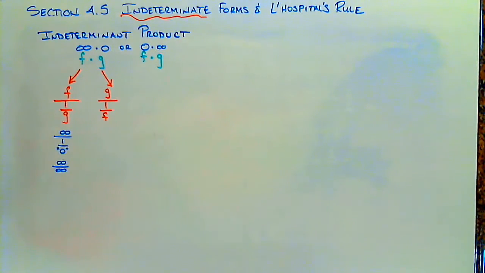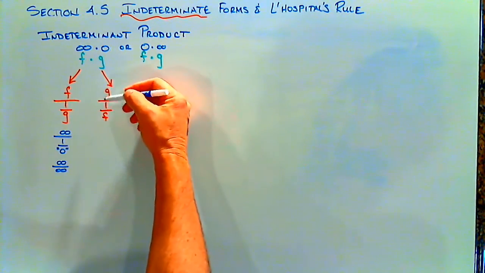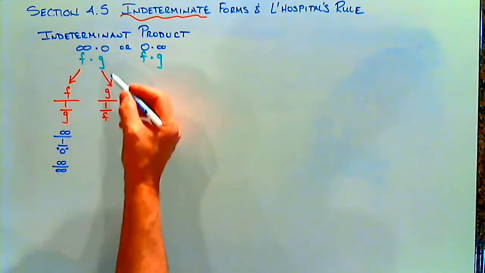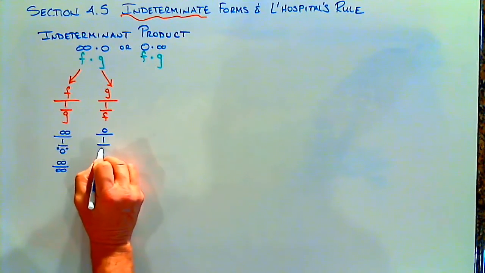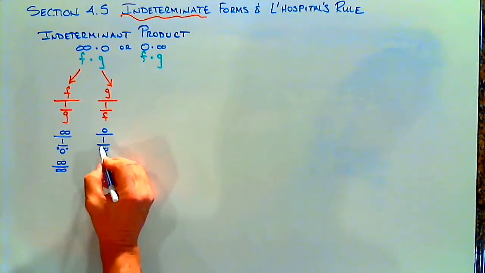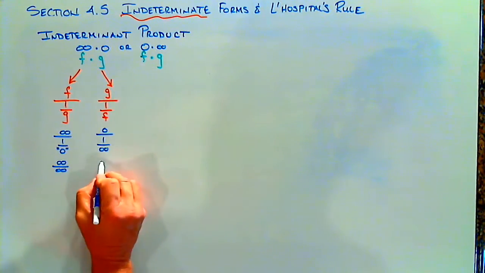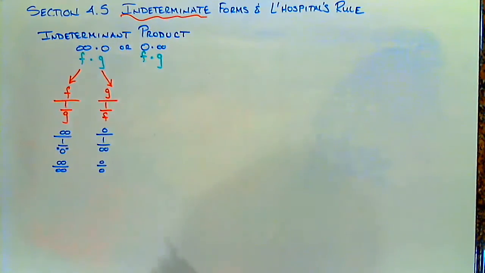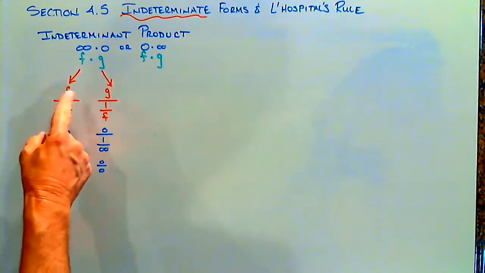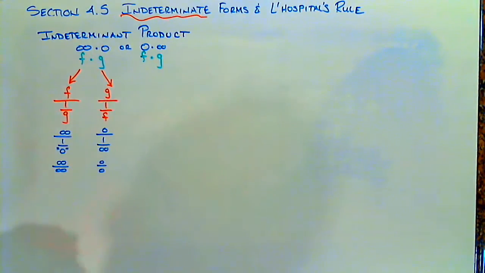Likewise, in this case, if we algebraically rewrite it in this manner, g is going to 0, so we'd have 0 on the top. On the bottom, we'd have 1 divided by f. f was going to infinity, and 1 divided by infinity, we know that's 0, and we would end up with 0 divided by 0, and winner, winner, chicken dinner, L'Hopital's rule applies again. So our method of solving indeterminate products is going to be to make a choice as to which of these we're going to put on the top and which of these we're going to put on the bottom.